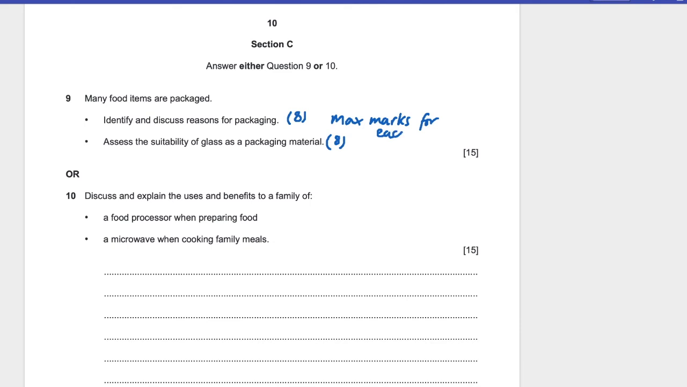Which translates to, you must make sure that you have got enough points in each of the sections in the essay. So in the second section, make sure that you've got 4 advantages and 4 disadvantages to get your full 8 marks for the suitability of glass.